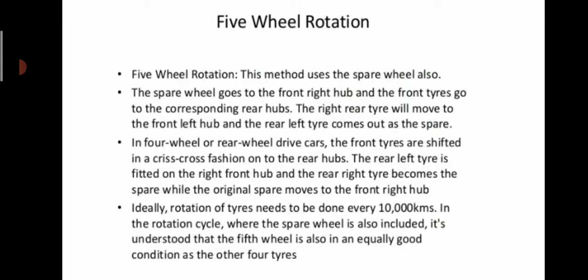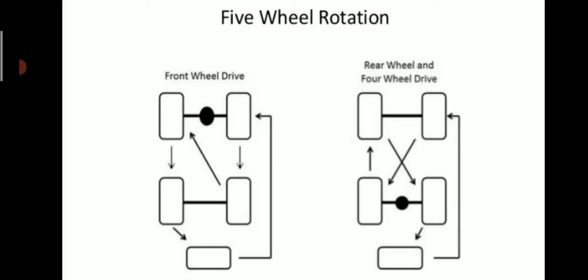After that, there is a five wheel rotation. This method uses the spare wheel also. Spare wheel means the wheel which is accommodated inside the dicky. The spare wheel goes to the front right hub and the front tires go to the corresponding rear hubs. The right rear tire will move to the front left hub and the rear left tire comes out as a spare. So this figure indicates five wheel rotation.